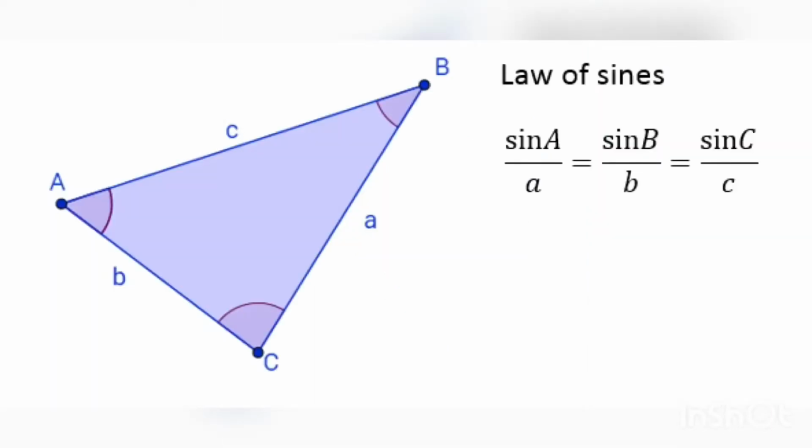The formula for the law of sines tells us that if we take the sine of any of the angles, capital A, B, or C, and divide it by its corresponding side, lowercase a, b, or c, we should get the same ratio 3 times. So basically, if I took the sine of angle A and divided that by side A, I would get the same thing if I took the sine of angle B, divided that by side B, or took the sine of angle C and divided that by side C.